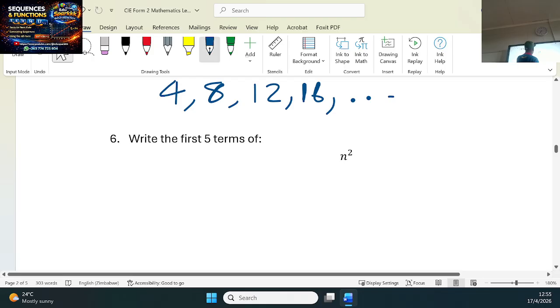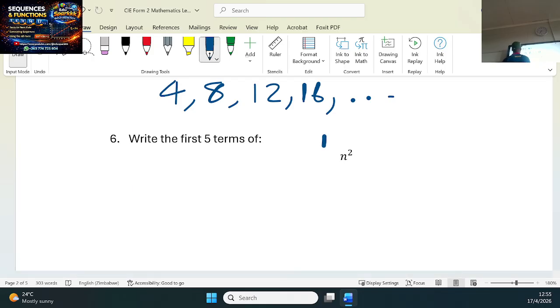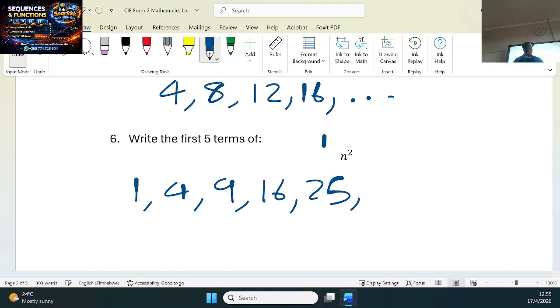Write the first 5 terms of the sequence. So we are substituting into our formula. When the position is 1, it's 1 squared, it gives us 1. 2 squared, it gives us 4. 3 squared, it gives us 9. 4 squared, it gives us 16. 5 squared, it gives us 25. I'll put 3 dots to say it continues like that.